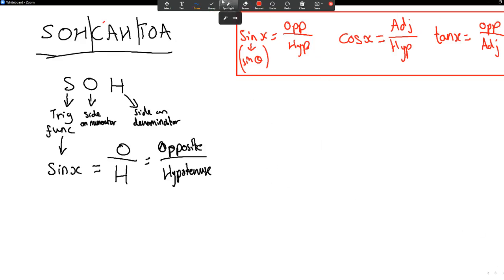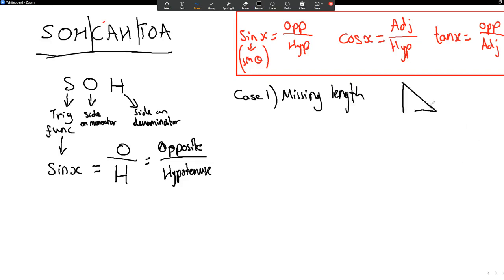So let's start with case 1. Case 1 is if we have a missing length. Okay. So let's get this triangle here. We know this angle is 38 degrees and this side is 12 centimeters. And we want to find this side y. So we have this missing length.